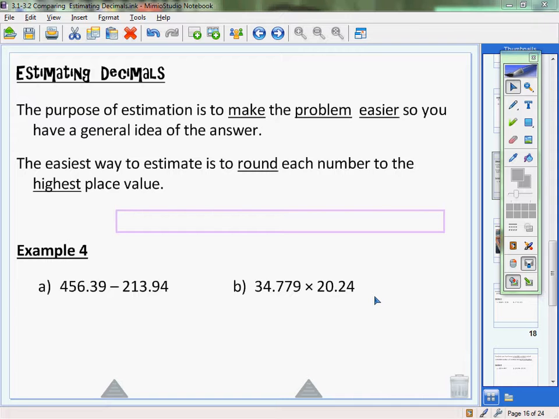Last week we talked about rounding decimals, and I think maybe we did a couple examples of estimation, but then we went back to rounding. So we're going to talk more about estimating today. We may have done some of these examples, but it's okay if we do them again.